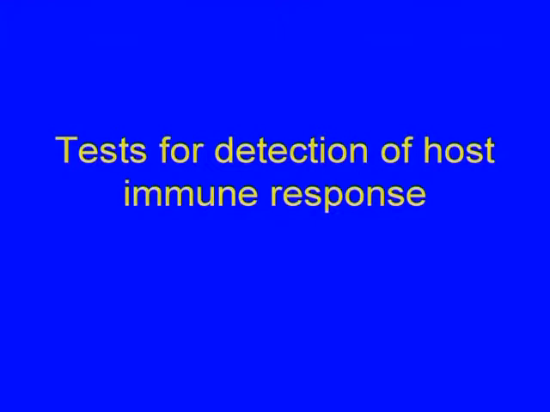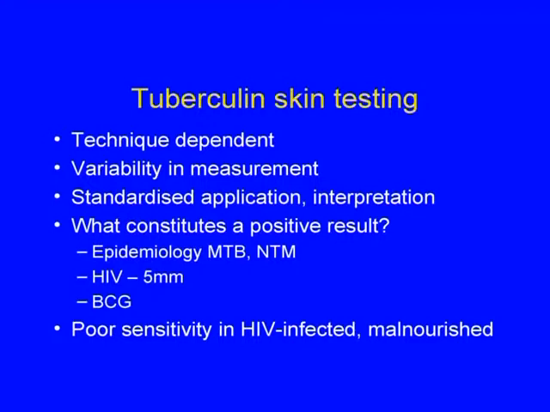Okay, so can we do better with tests for host immune detection? And all of you know the problems with tuberculin skin testing. It's dependent on technique, the interpretation is quite variable, you have to very precisely measure the transverse diameter of induration, it requires standard application and interpretation, and there's debate in some areas about what constitutes a positive response, depending on the epidemiology, for example, of non-tuberculous mycobacteria. If you have HIV infection, a 5 millimeter cutoff is taken as positive. What's positive if you had previous BCG, then you must have a cutoff greater than 15 millimeters in non-HIV infected children. So there are all these issues around tuberculin skin testing.